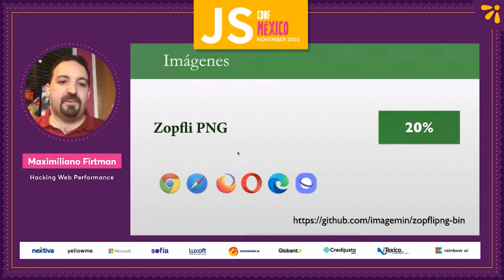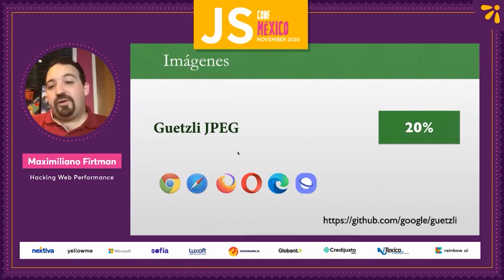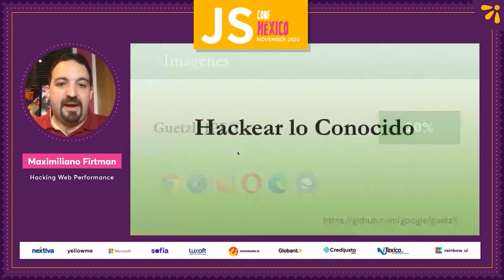There is a new compressor called Zopfli, which reduces size by 20%, and this is even compatible with Internet Explorer, with everything. And JPEGs, we can put through a compressor called Guetzli. Those are German names, so they are not easy to pronounce. So this is important that we know.